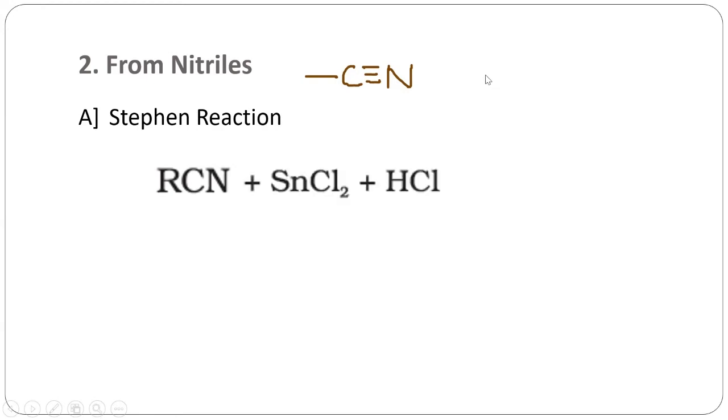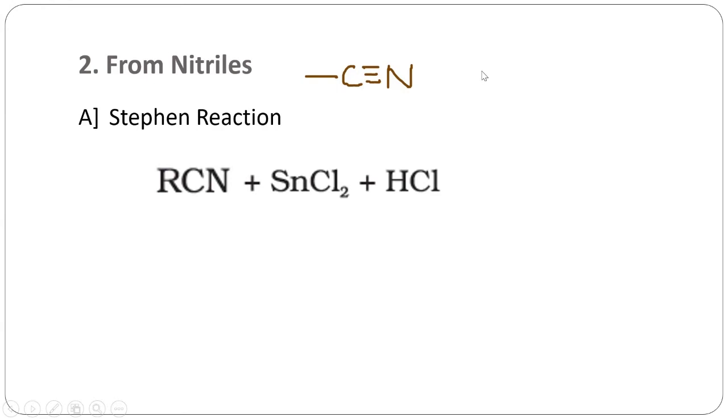Another method of preparing aldehydes is from nitriles. Nitriles are cyanides, C triple bond N. Compounds containing C triple bond N are called nitriles. The first method is called the Stephen reaction. The cyanide RCN, RC triple bond N written as RCN, is treated with SnCl2, stannous chloride. Sn is tin, stannum, so stannous chloride and HCl.